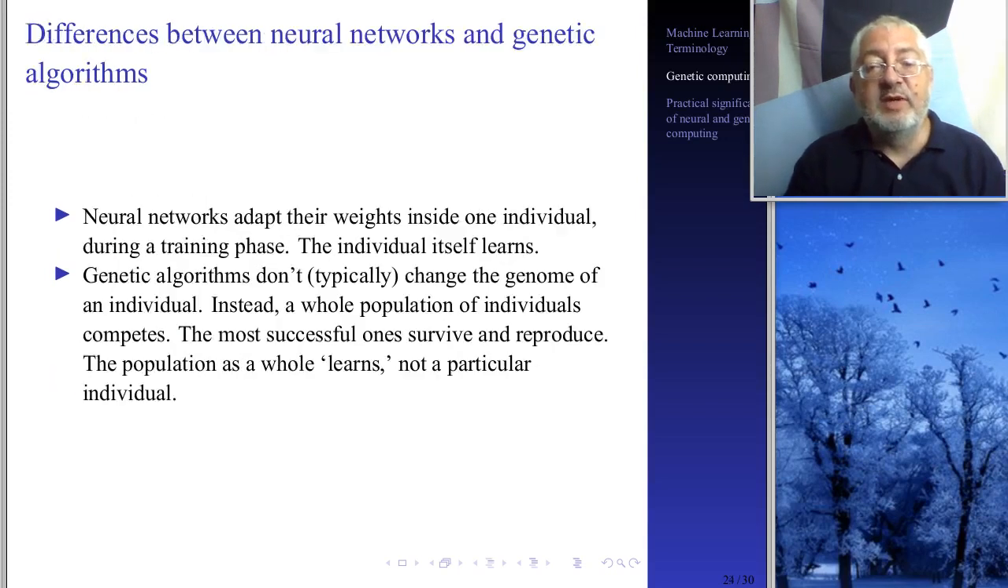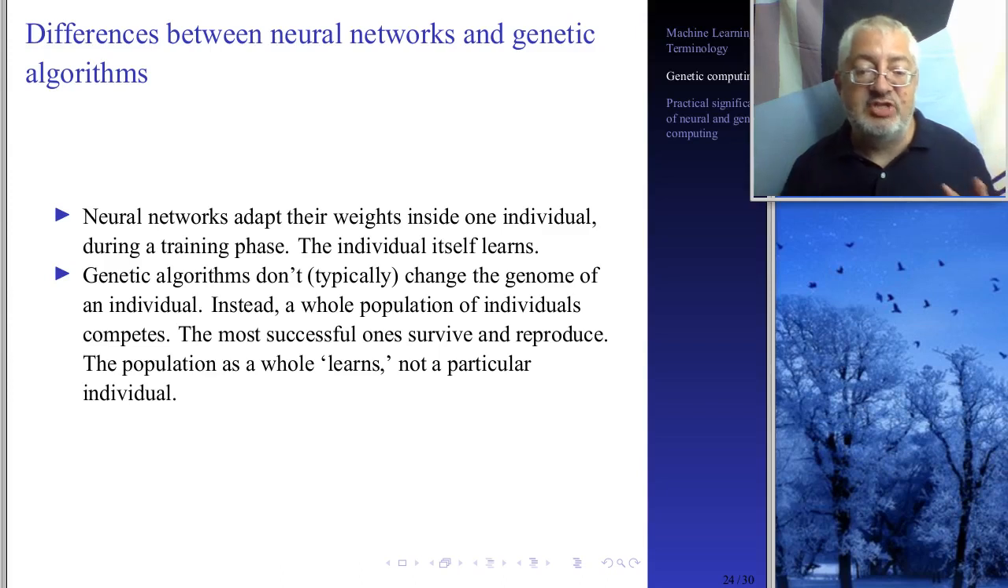So now the question is, what are the differences between neural networks and genetic algorithms? Are they similar? Are they different? One difference is that neural networks adapt the weights inside one individual. It's one individual that learns during a training phase, and the individual itself changes, it learns. Genetic algorithms, on the other hand, don't typically change the genes of one individual. Instead, a whole population of individuals competes. One individual competes against the other, and the most successful ones survive and reproduce, and the population as a whole learns, not a particular individual.